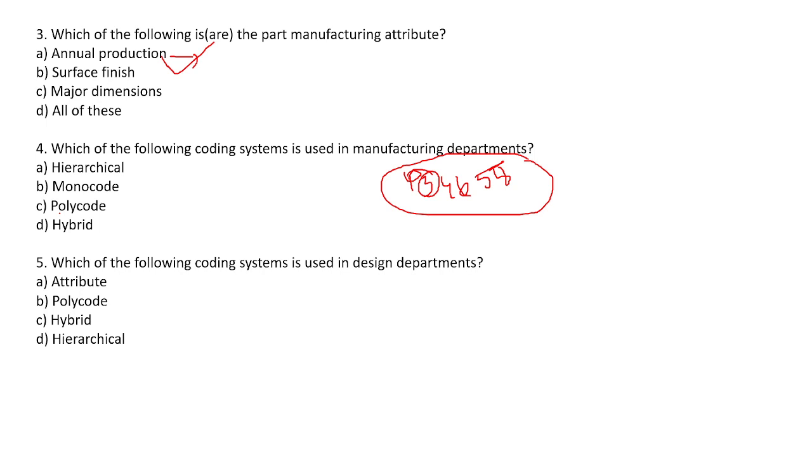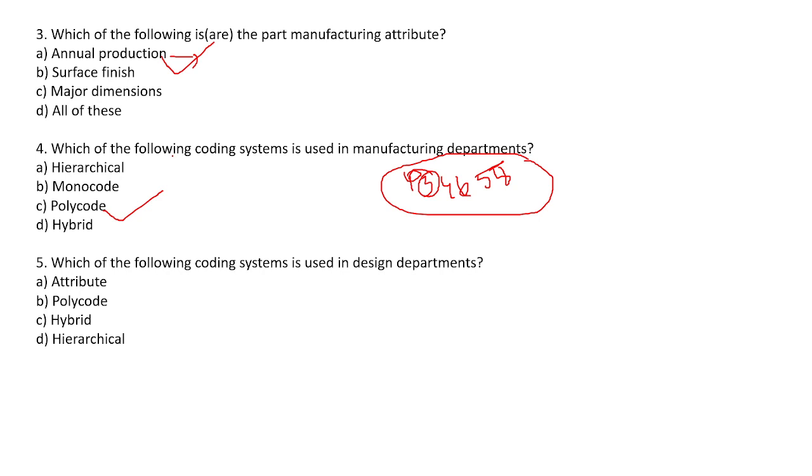Due to the difficulties in constructing, or the deep analysis required in providing the coding system, in the manufacturing department polycode is used as it is easier to accommodate changes wherever required. So the right option will be polycode.